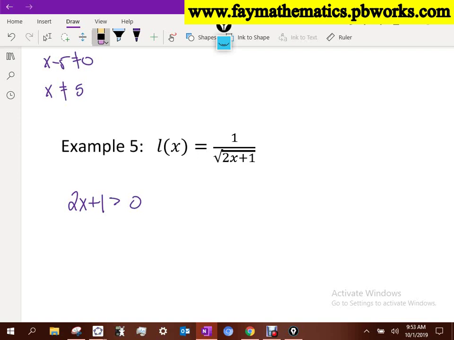So taking that equality part out kind of ties in the two parts that we did in example 4. Okay? If I go ahead and solve this, then x is going to be greater than negative 1/2. So then negative 1/2 to infinity would be our solution.